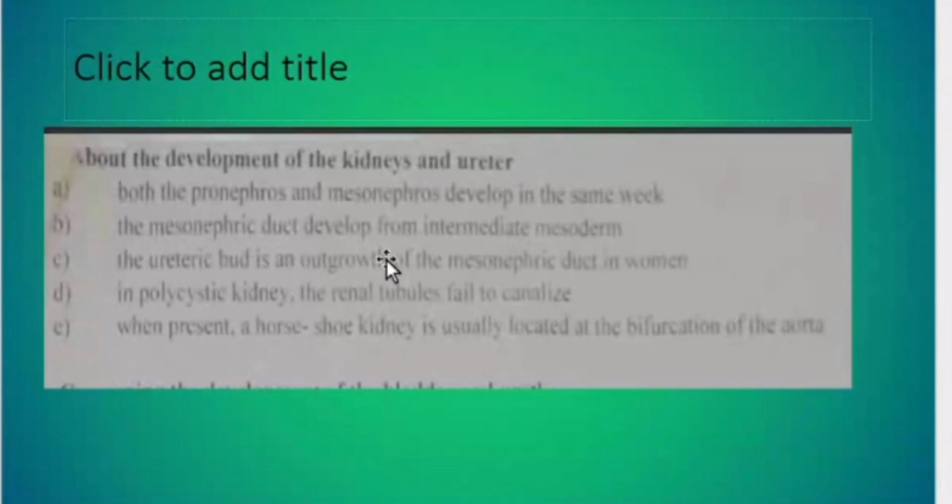Your mesonephric duct developed from intermediate mesoderm. This is definitely true. And we remember we spoke about this and said it all comes from the intermediate mesoderm. Then the ureteric bud is an outgrowth on the mesonephric duct in women. So regardless whether you're male or female, it all comes from the mesonephric duct. Then in polycystic kidney, the renal tubules fail to canalize.